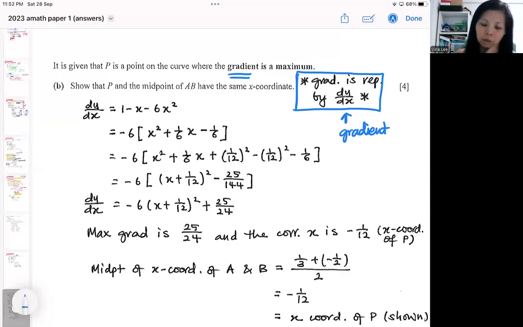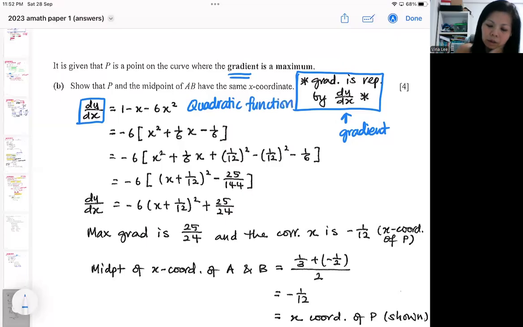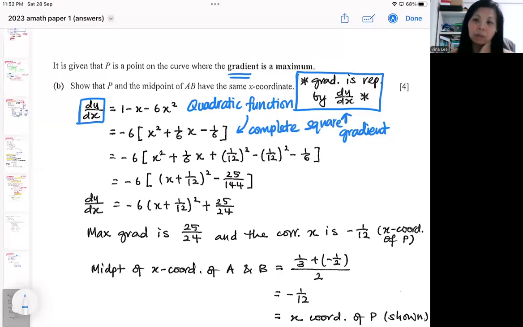So the first method is to observe that your dy/dx is a quadratic function. And because it is a quadratic function, it allows you to complete the square. If, let's say, your dy/dx is not a quadratic function, this complete the square method doesn't work. Okay? So in this situation, your dy/dx is a quadratic function, so I can do the complete square. I'm not going to go through the steps of completing the square. I assume you should be okay with it. There shouldn't be any careless mistakes.